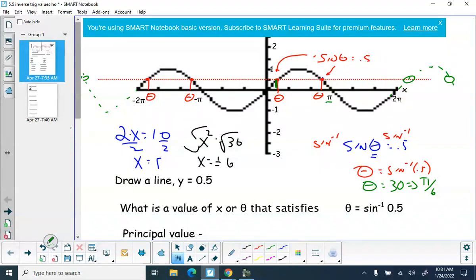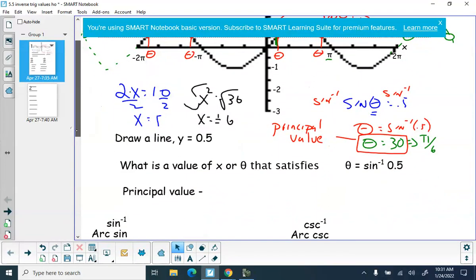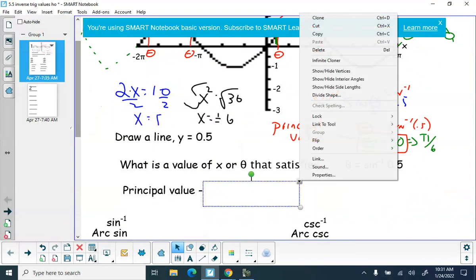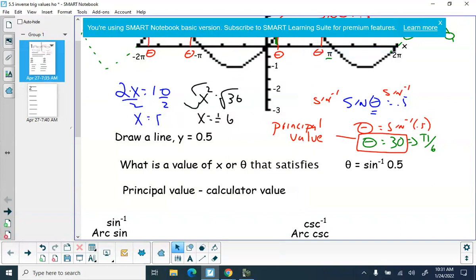Well, what we calculated here is this value of theta is equal to 30 degrees. This is called the principal value. It's your calculator value. So when you talk about the principal value, it's your calculator value.